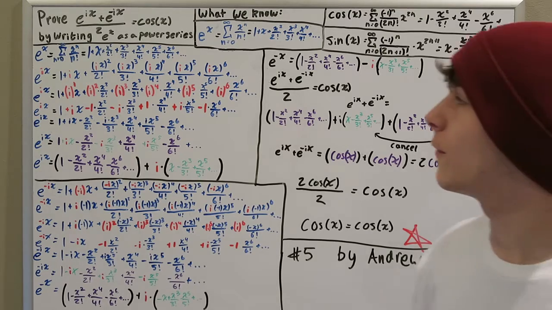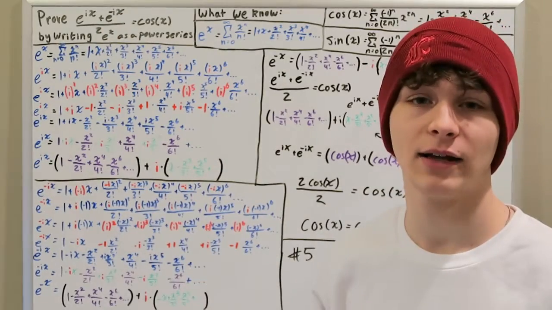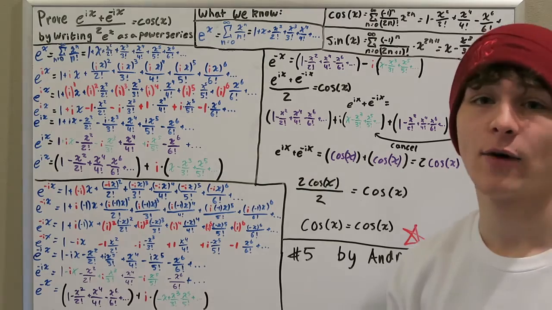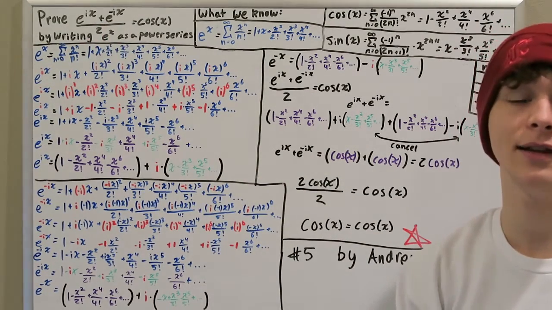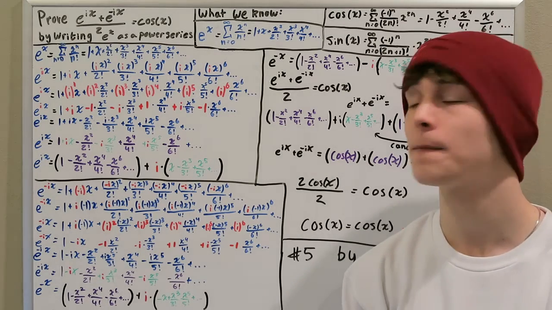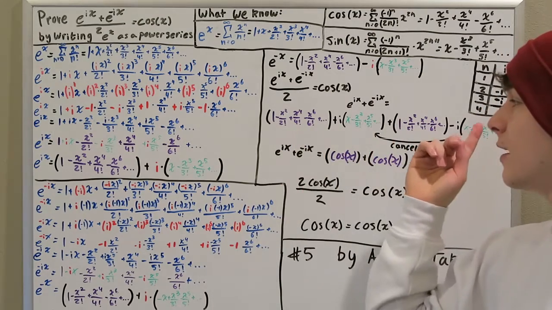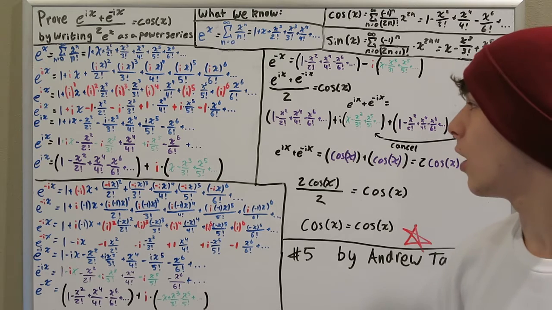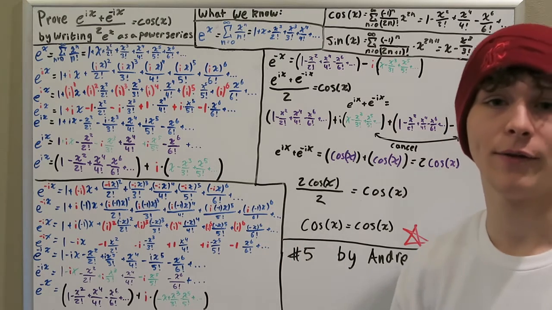So we can ultimately solve this by knowing this is 2 cosine x in the numerator, divided by 2, and we can just say cosine x is equal to cosine x. And then we can ultimately prove that e to the power of ix plus e to the power of negative ix, over 2, is equal to cosine x, knowing that this is the sum of the two power series, and these are going to be equal to cosine for all of the even terms. So that's it. That's how you solve it. Thank you.